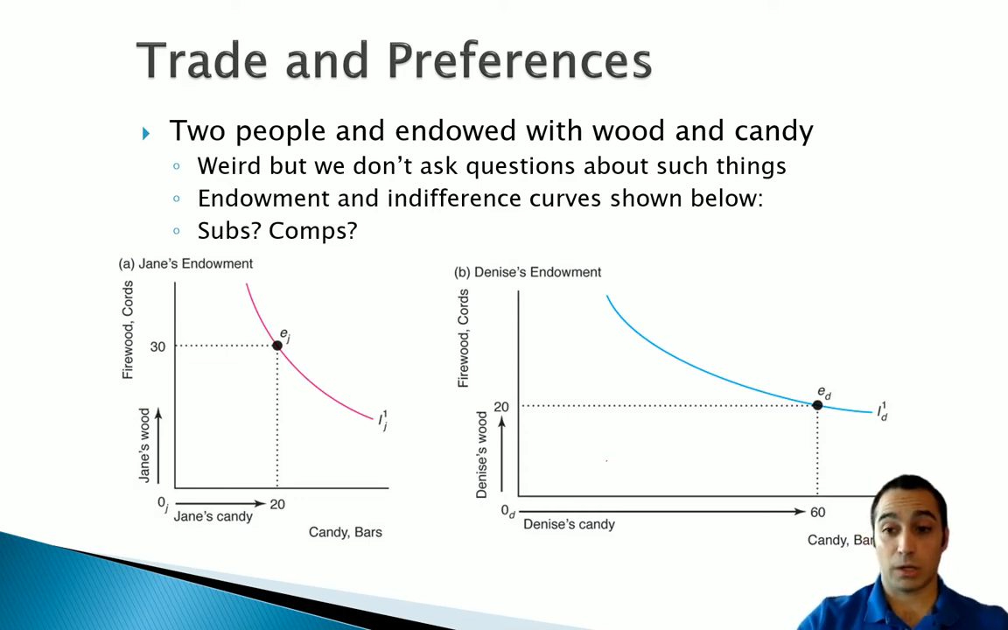Edgeworth boxes, the next thing we got to derive. So here we have budget frontiers for goods for Jane and Denise. Now, suppose that Jane and Denise wake up, let's say on a desert island, and they have candy and wood. Yeah, the setup's a little weird, but we don't ask questions. It's like Lost, but slightly lamer. We're going to say that their endowments are Jane has 30 cords of firewood and 20 bars of chocolate. Denise has 60 candy bars and 20 cords of wood.